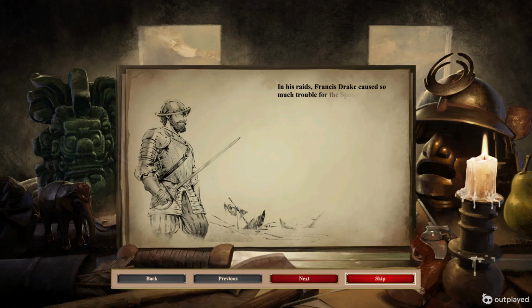In his raids, Francis Drake caused so much trouble for the Spanish that they gave him a name ruefully spoken, El Draque. But Drake was not yet finished. He would go on to raid the coast of California, circumnavigate the globe, and then, in 1588, he helped defeat the Spanish Armada.